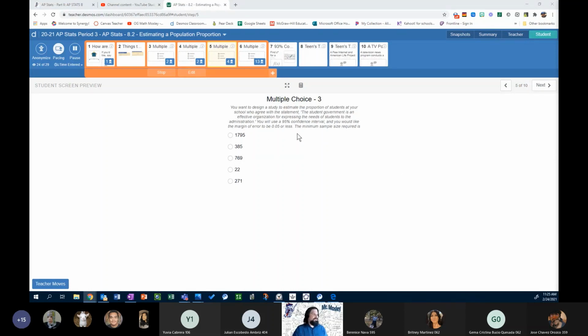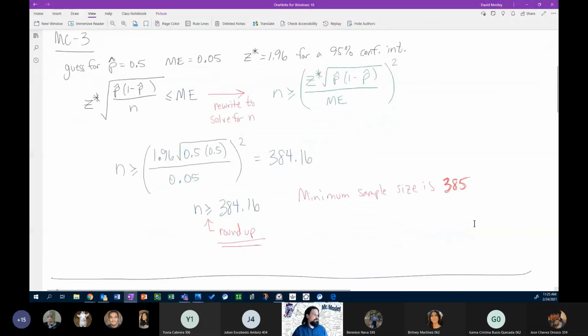We're designing the study. We want to use a 95% confidence interval, and I would like a margin of error to be 0.05 or less. The minimum sample size required is 385. Right, that is the minimum sample size. Okay, and the work for that is right here. So again, if you want to see the work that goes behind this problem, please look at the shared screen. All right, we have one note up over here.